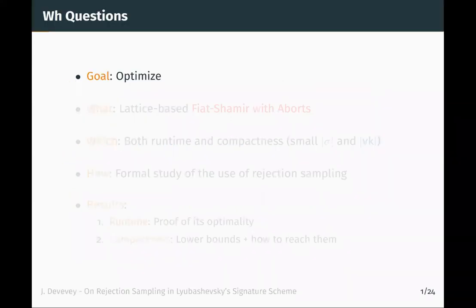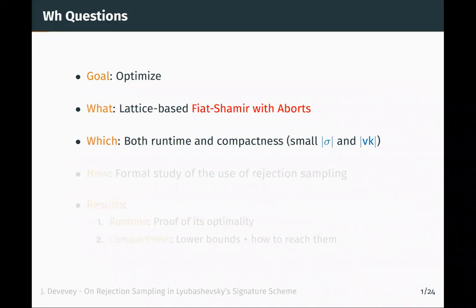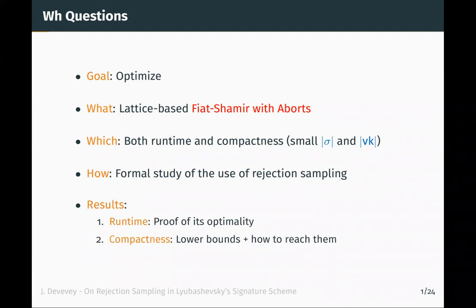So just to briefly summarize the work, what we tried to do is optimize the Fiat-Shamir with aborts paradigm in the lattice setting. We basically tried to optimize everything we could think of, so the runtime and the signature sizes. We did so by formally studying how rejection sampling is used in this setting. And spoiler alert, here are our results. So basically, runtime is optimal and for compactness, we have some lower bounds and how to reach them because they were not reached.